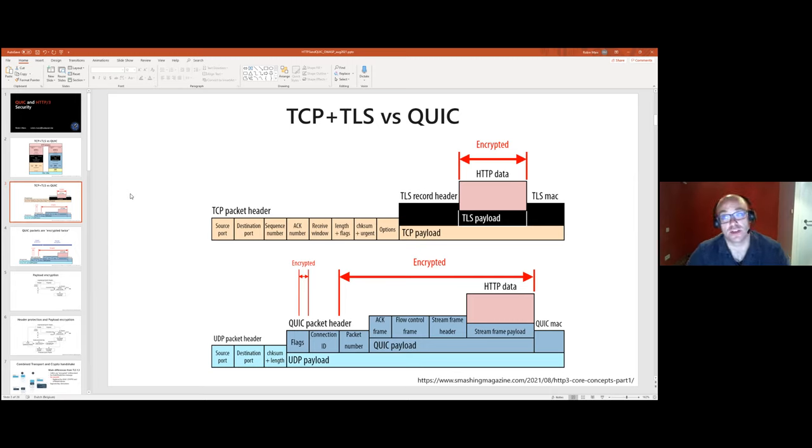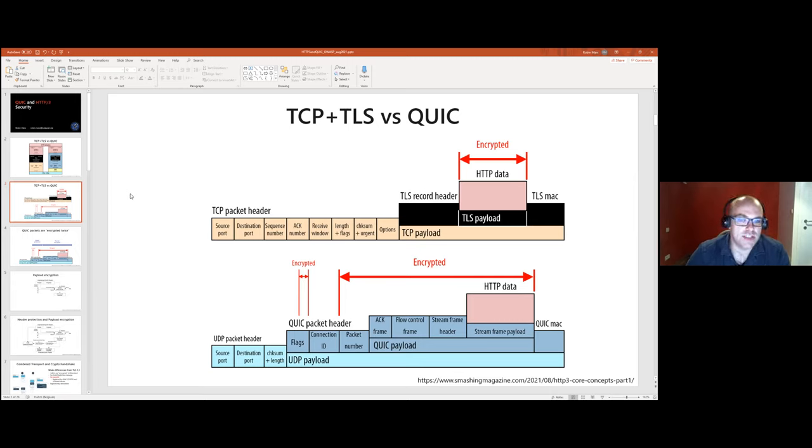Two reasons. One, of course, added security and privacy considerations. That speaks for itself. But I would say an even bigger reason, or an original reason for doing it this way, is to make Quick easier to evolve over time.